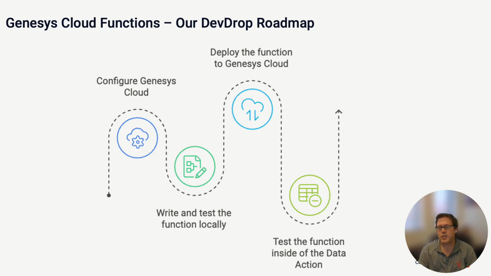Now, once your function's actually been deployed to your Genesys Cloud instance, we're going to go out and test the function inside of the data action. We're going to use the Genesys Cloud UI. We're going to go and execute our function. And then I'll show you guys how to look at the logs and be able to see the inputs and outputs of what's going on.